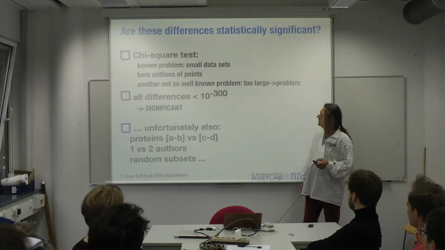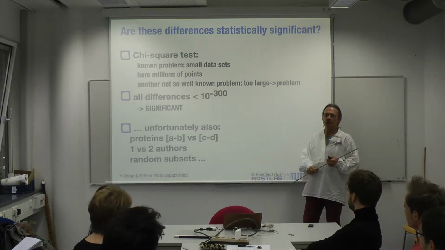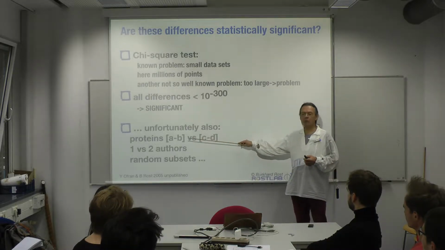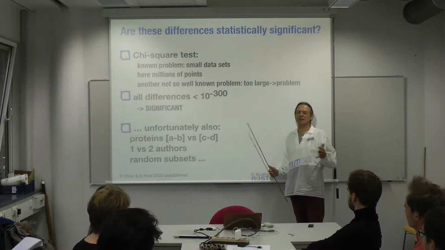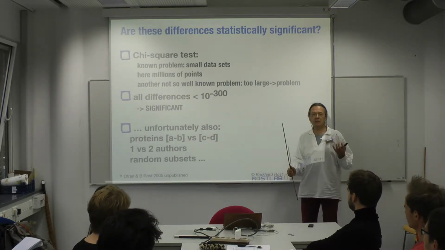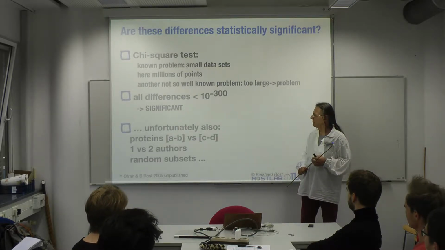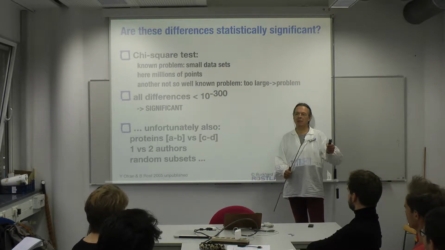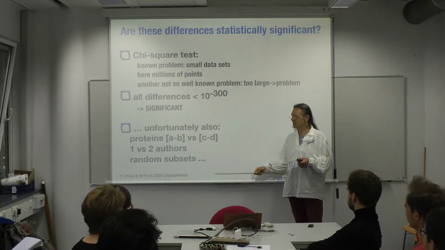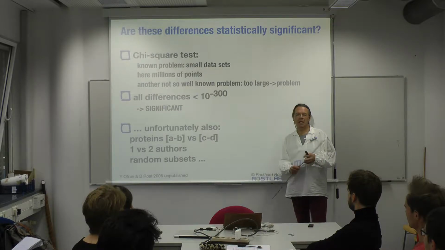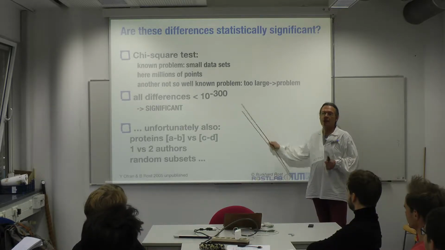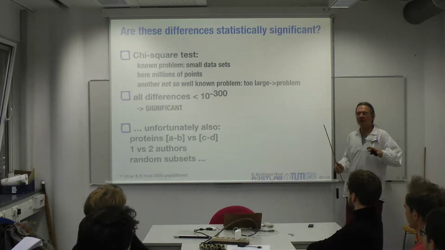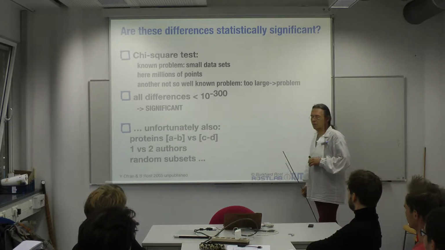Now, this particular student had a strange idea. He asked, what if I put proteins whose names start with A or B in one set, and proteins that start with C or D in another set? And again, I ask, do they differ? 10 minus 300. What if I looked at proteins that are published by one author and all proteins published by two authors? 10 minus 300. Then what if I had a random subset of proteins? Still close to it. Now this one fell a little bit, but we still came close to 10 minus 300.